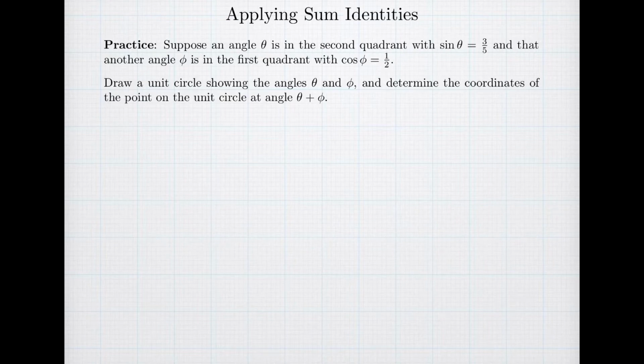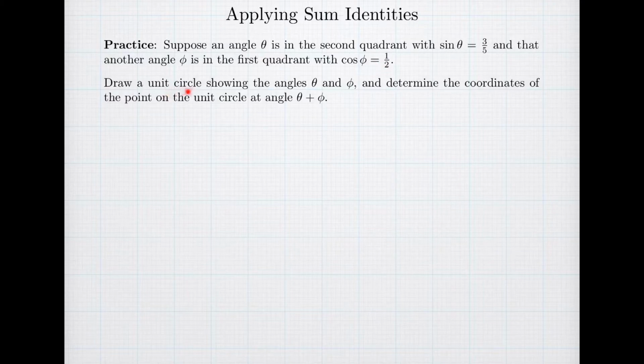In this video, we will apply the sum identities from trigonometry to help answer a question about adding two angles. So suppose that I have two angles. The first angle, theta, we learn is in the second quadrant, and we know that the sine of that angle is 3/5. And our second angle, phi, we learn is in the first quadrant, and that the cosine of that angle, cosine of phi, is equal to 1/2.